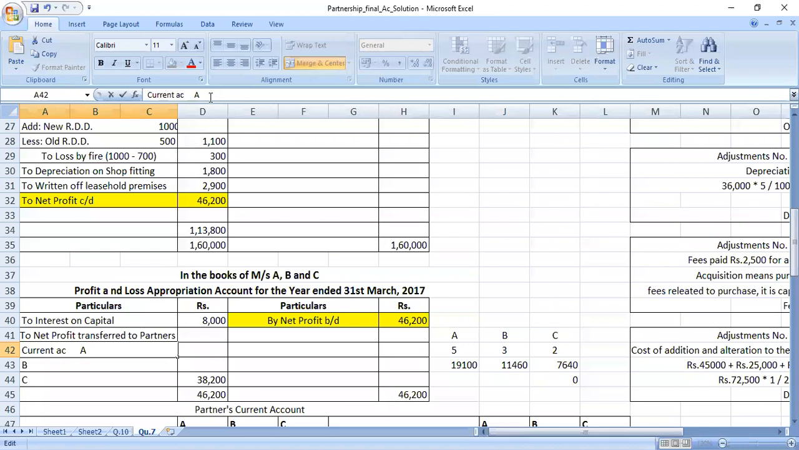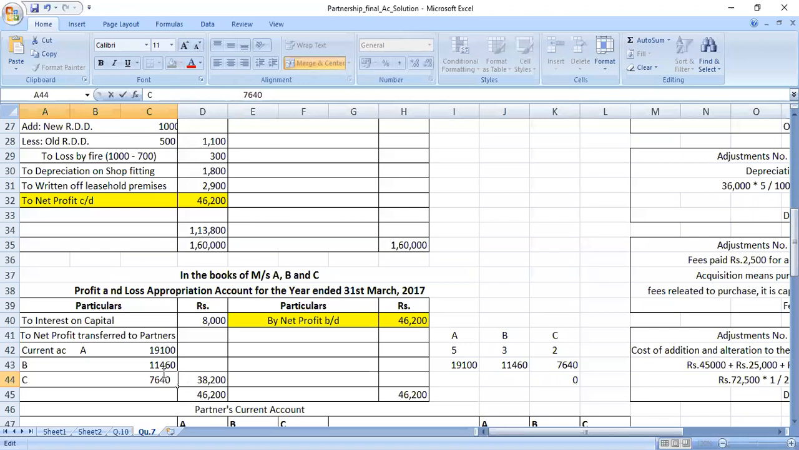A's net profit is 19,100. B's net profit is 11,460, and C's net profit is 7,640. You see that A, then B, and C. We recorded these values of the net profit of A, B, and C.